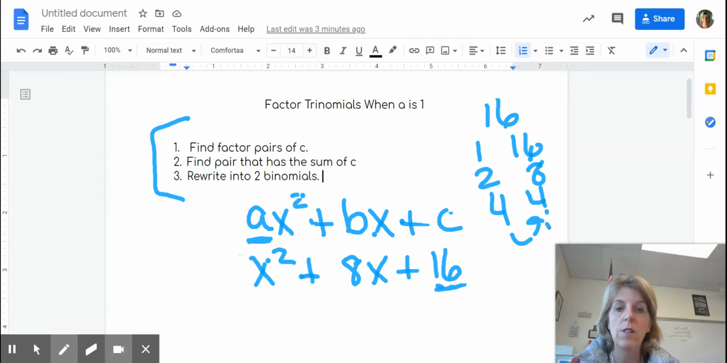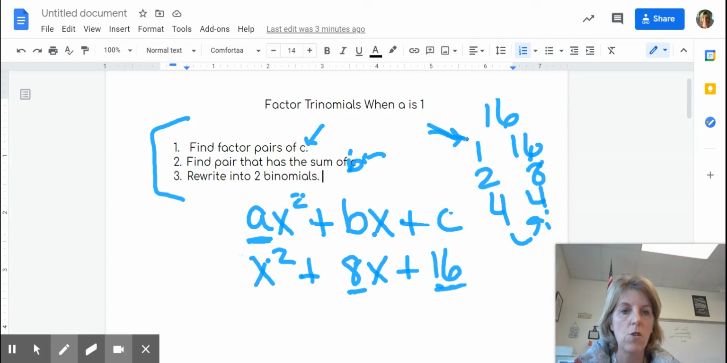So I found c, I found the factor pairs, and I'm looking for one of these pairs, either 1 and 16, 2 and 8, or 4 and 4, that's going to give me a sum of b. Oops, that should say b. It's the sum of b, okay? So I'm looking for one pair, two factors, that when I add them together will give me 8.